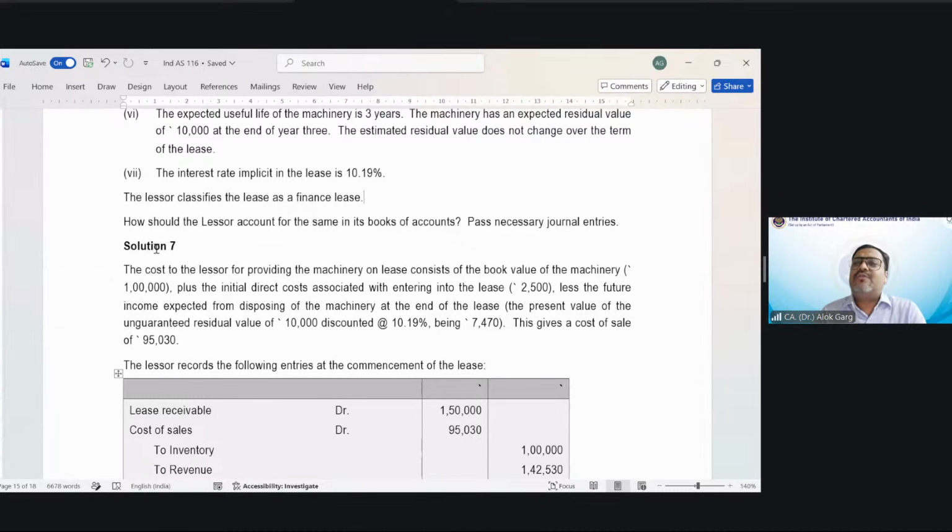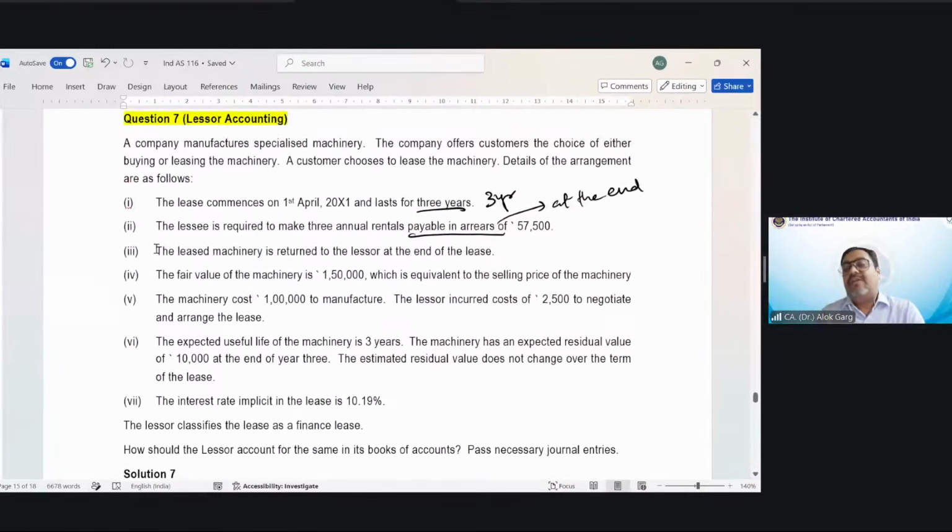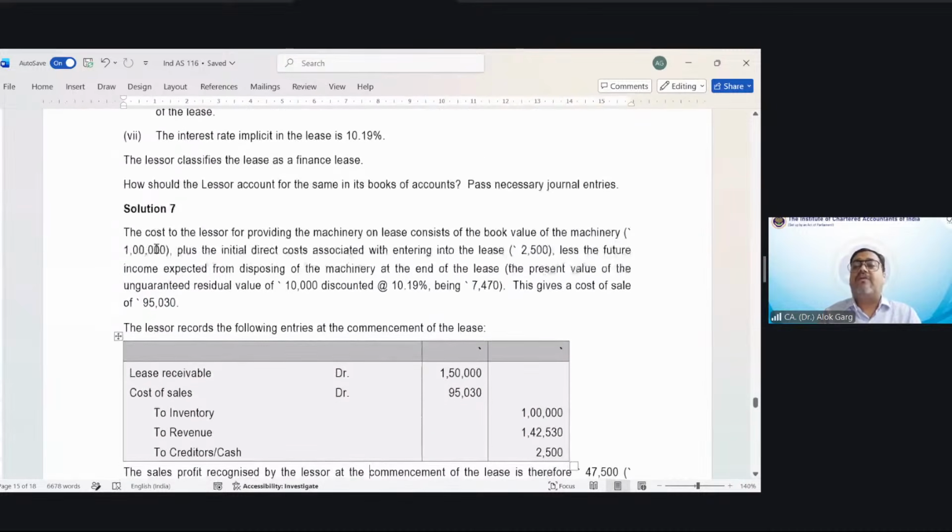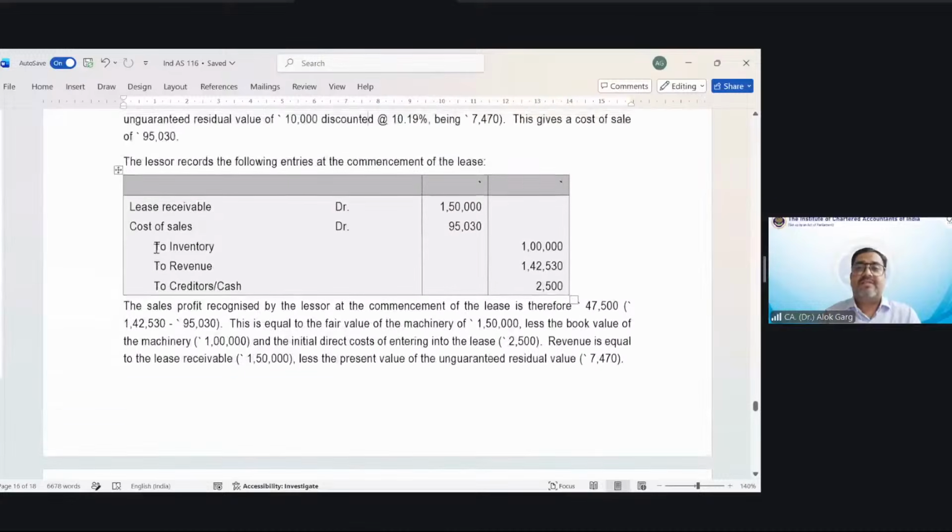To summarize the information given in this question: the lease period is 3 years. The lease rental payment is at the end of the year, 57,500 per annum. The fair value of the machine is 1,50,000 rupees, which is equivalent to the selling price also. The cost of the machine is 1 lakh rupees, and the lessor has incurred a cost of 2,500 rupees. There is a residual value of 10,000 rupees, and the interest rate is 10.19%. This is a finance lease from the lessor perspective. Now the question is asking how the lessor will account for the same in the books of accounts and pass the necessary journal entries.